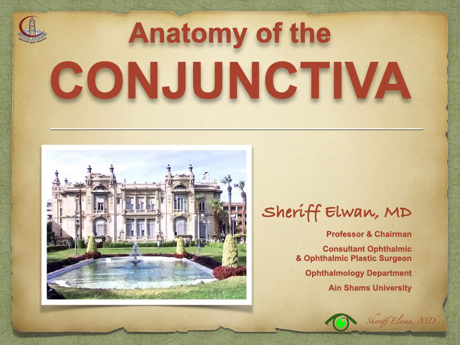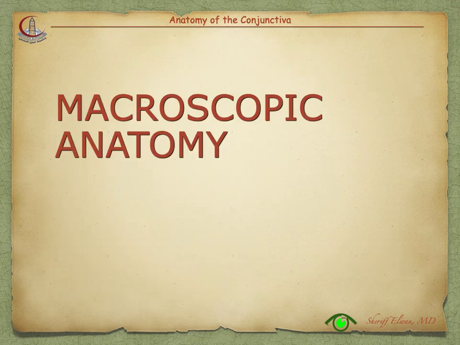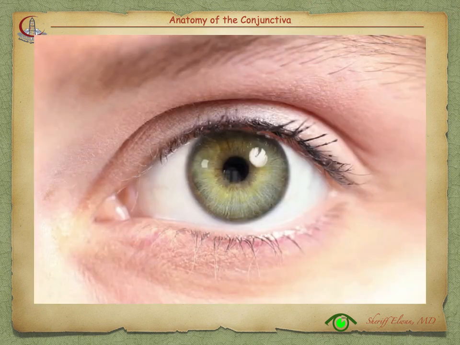One more lecture in my series on the anatomy of ocular adnexa, and this is going to be on the conjunctiva. We shall start with the macroscopic anatomy, that is the gross anatomy, or the anatomy with the naked eye.